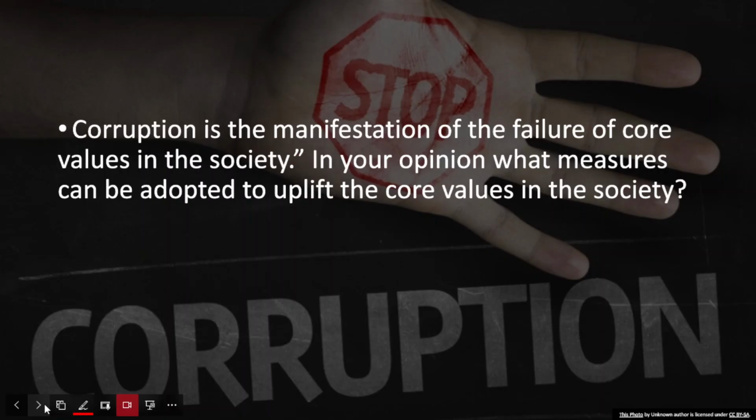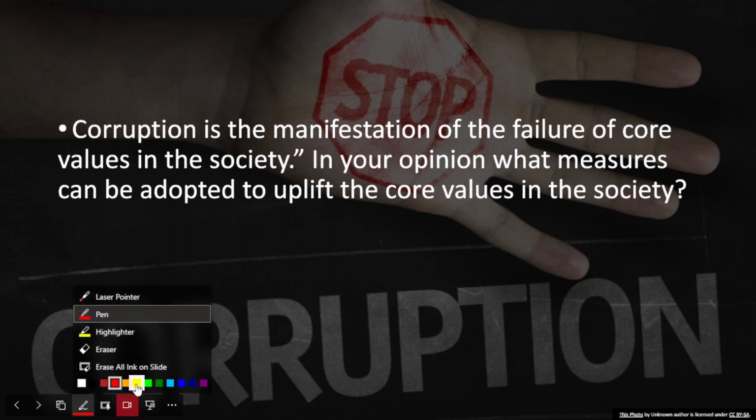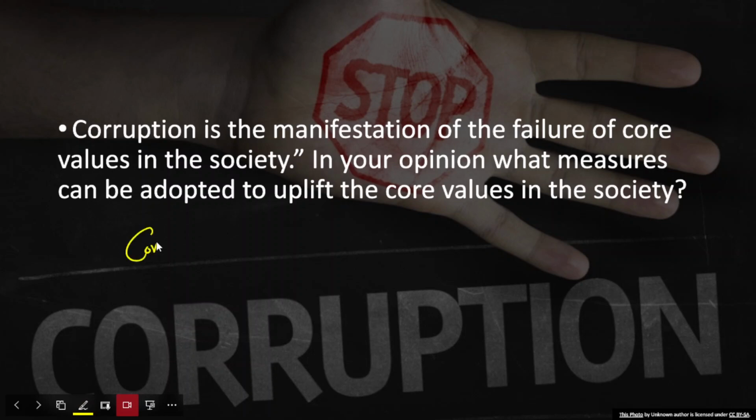So the next question which we need to talk about is corruption. Please understand, corruption is a very important topic when it comes to UPSC. Every year UPSC asks at least one case study and one theory question from the case study section alone. So you have to understand the importance of corruption. You have to have a lot of examples for corruption so that you can write the best possible answer for such questions. Now the question asks, corruption is a manifestation of the failure of core values in society.